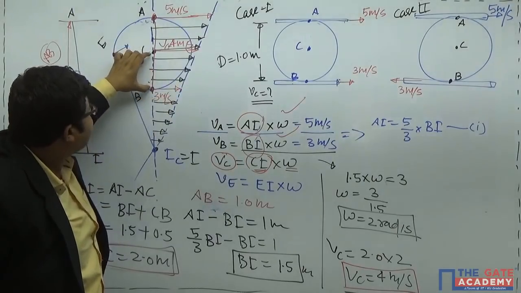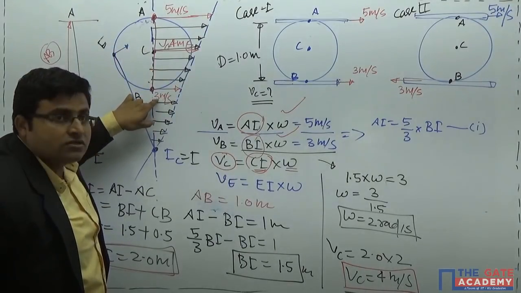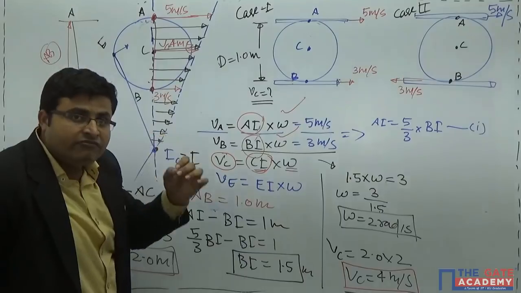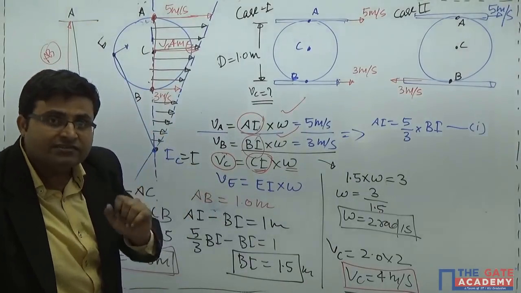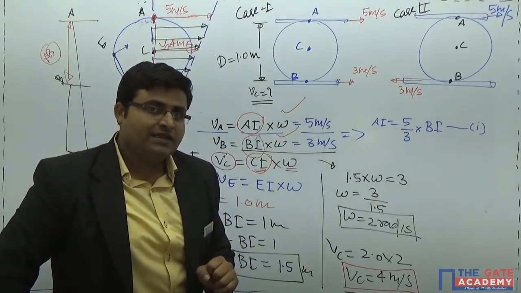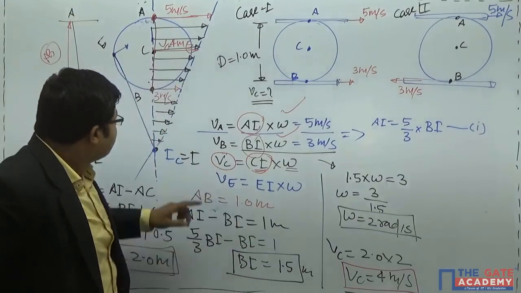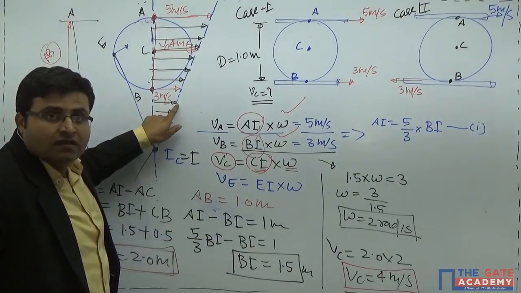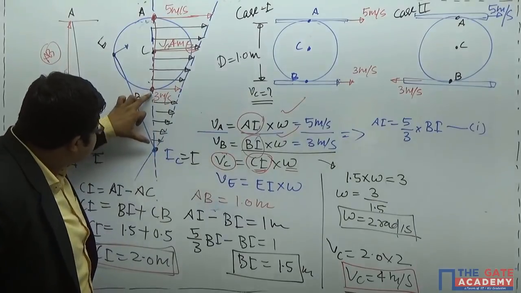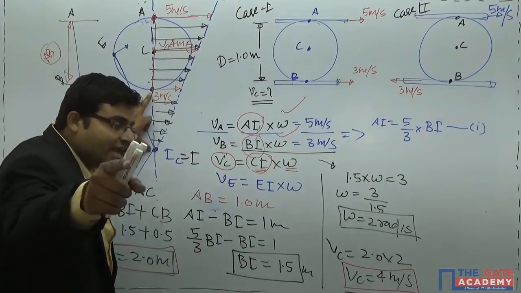Again 0.5 meter you are decreasing. This is 3 meter per second. Every 0.5 meter, velocity is decreasing by 1 meter per second. Got it? Now look at this. At this point velocity is 3 meter per second. Now this distance, how much this distance is, you have already calculated.